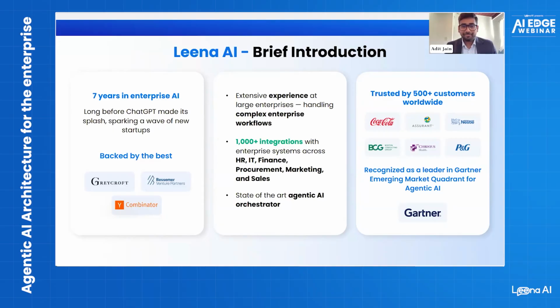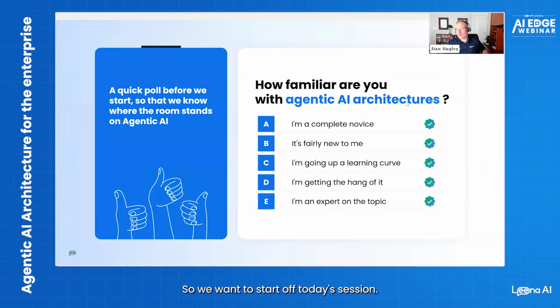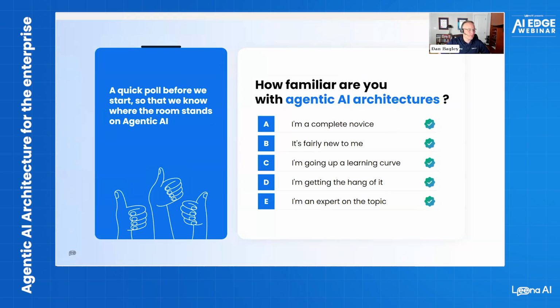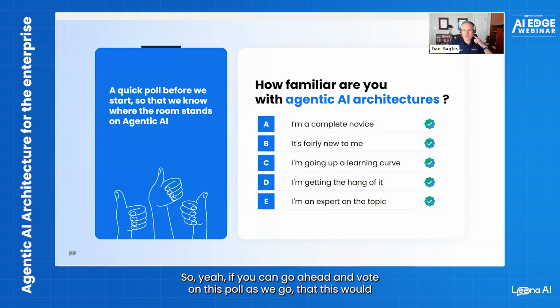Back to you, Dan. All right, sounds good. Thanks, Audit. So we want to start off today's session. We have a pretty large number of participants on here, so we're going to launch a quick little poll inside of the Zoom feature, and would just like to know where you stand on agentic AI architectures today. Prashant, if you can just go ahead and launch that poll. There we go. Thank you for that. So if you can go ahead and vote on this poll as we go, this will help us tailor the next 20 minutes of our time.